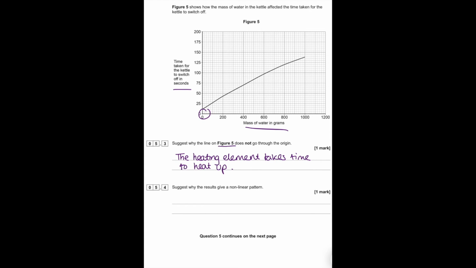Suggest why the results give a non-linear pattern. So the pattern is non-linear because the energy transfer to the surroundings is going to change as the mass of the water changes.